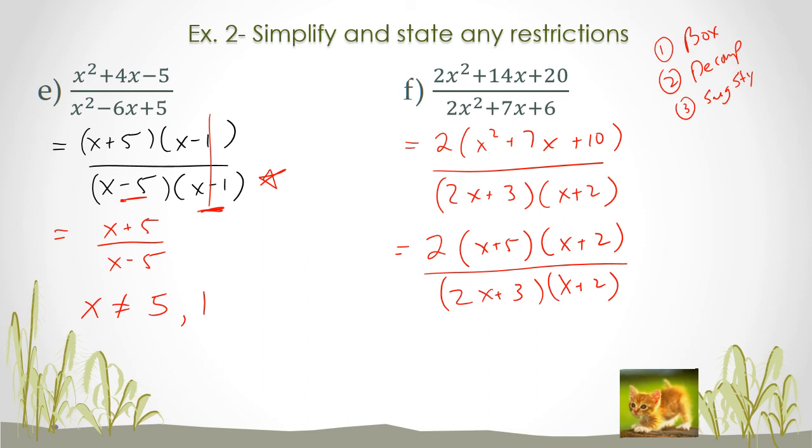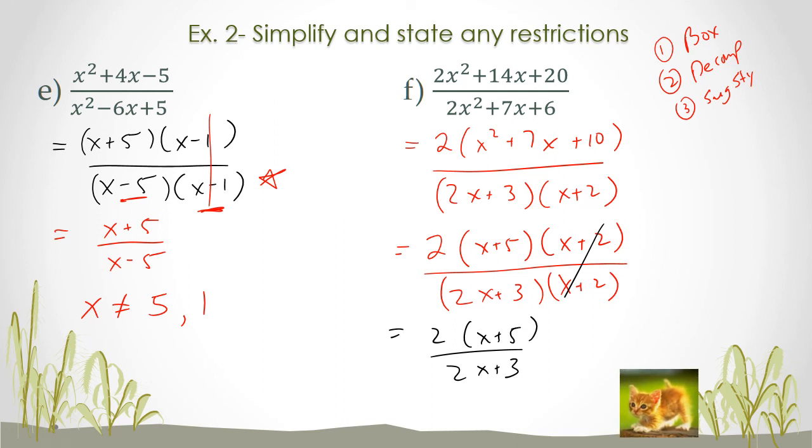Now we're ready to start canceling stuff out. So there's only 2 things to cancel. x plus 2, x plus 2. That leaves us with 2, x plus 5 over 2, x plus 3. Can't cancel the 2's out. On the bottom, you have a plus sign, right?